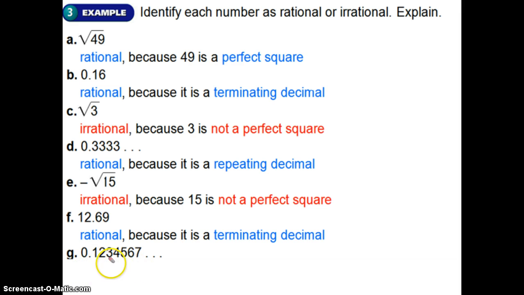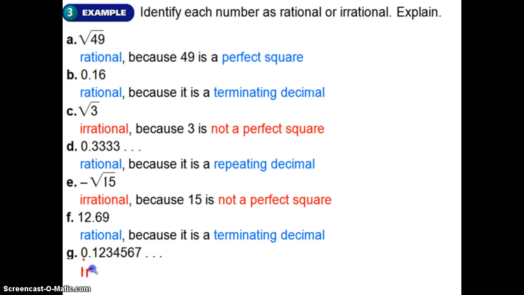0.123456. Now, some of you may think that this is a repeating decimal because of the dot, dot, dot. The dot, dot, dot just means that we are not looking at a particular pattern here. It's just going 1, 2, 3, 4, 5, 6, 7. The dot, dot, dot doesn't mean that it's going to go 1, 2, 3, 4, 5, 6, 7, 1, 2, 3, 4, 5, 6, 7, 1, 2, 3, 4, 5, 6, 7. We can see the pattern here where it goes 3, 3, 3, 3, but we don't know if this is going to repeat. So I would call this a non-repeating and also a non-terminating because the dot, dot, dot means it's never going to end.